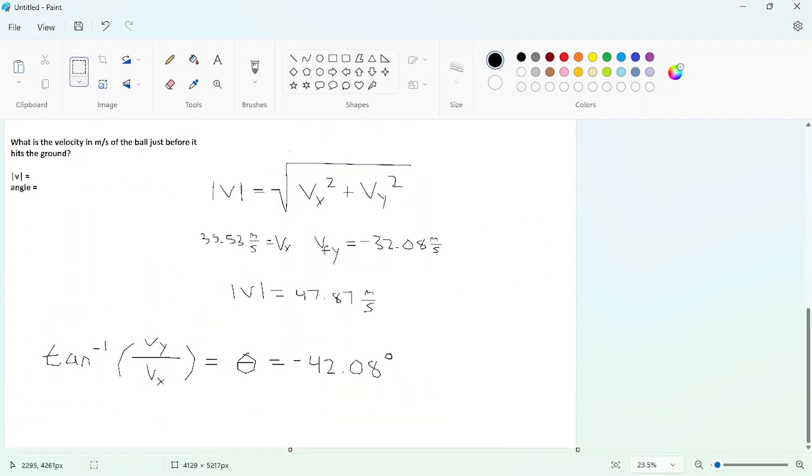If you need this value to be positive, you just add 360 degrees to it, and you'll end up in the same point, but the value will be positive this time. The positive value will be 317.92 degrees.